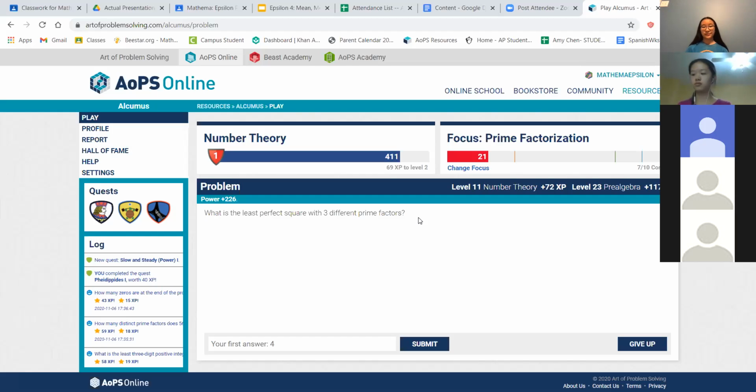Okay, can anyone list what the 3 smallest prime numbers are? Yeah, good. They are 2, 3, and 5. So first, multiply those together and see what you get. And then square that to find the least perfect square. Yep. And so 2 times 3 times 5 would be 30. And you square that to get 900.